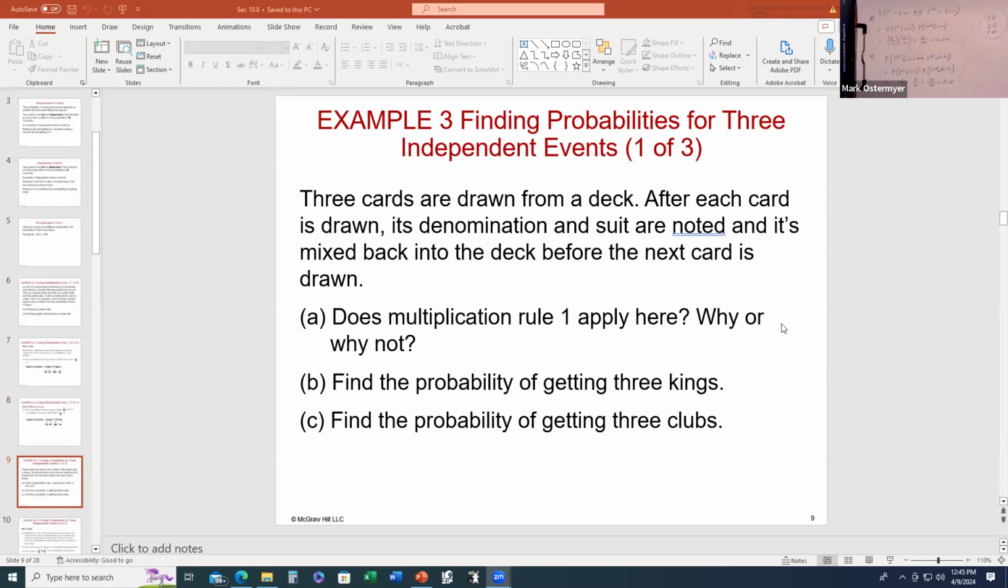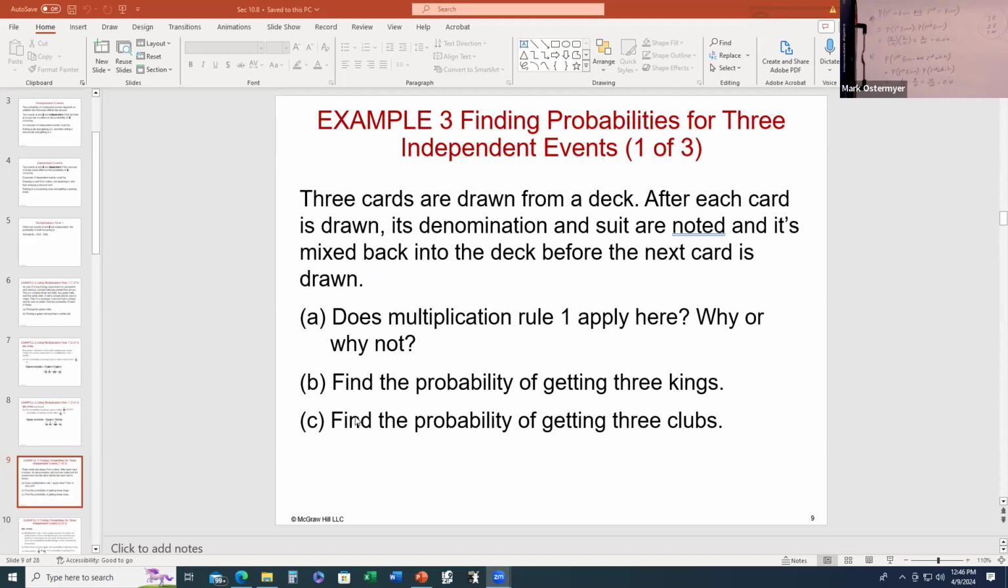All right, here's another example. 3 cards are drawn from a deck. After each card is drawn, its denomination and suit are noted, and it's mixed back into the deck. In other words, replaced back into the deck before the next card is drawn. So this, again, is an experiment with replacement. Because of that, trials or draws from this deck are deemed as being independent trials. Okay. So for classwork number 1, I want you to compute the probability that all 3 draws from the deck yield kings. And then for C, compute the probability of getting 3 clubs in a row.